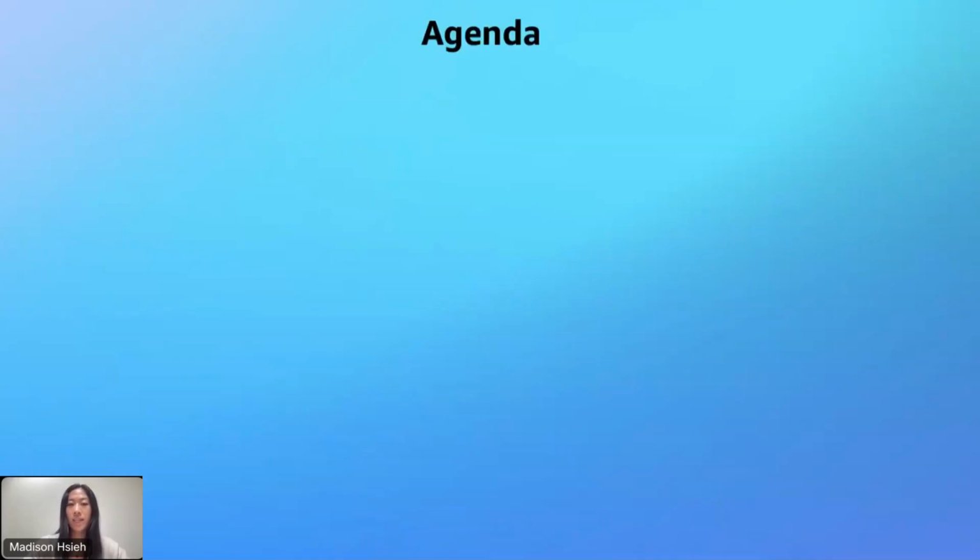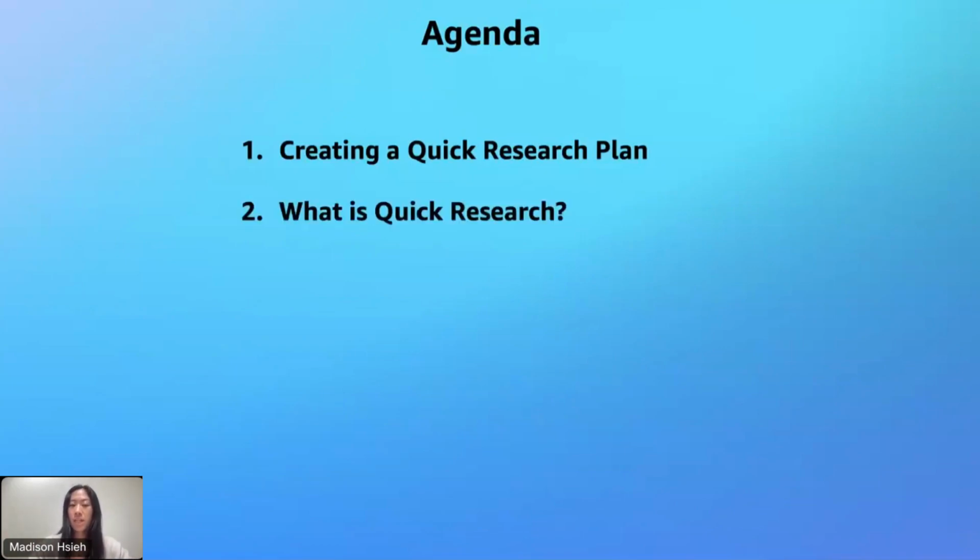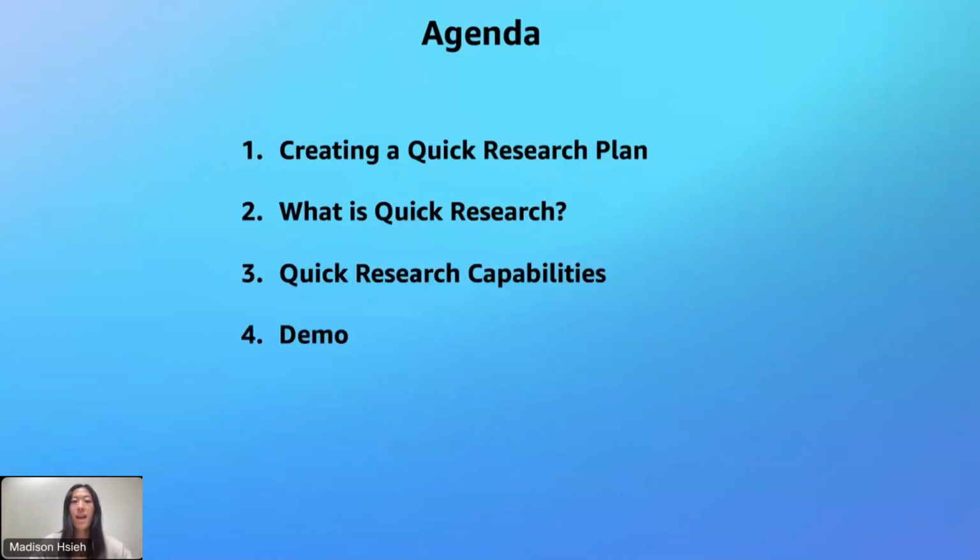So the agenda quickly is going to be creating a quick research plan. I'm going to dive straight into my prompt, and that's because it's going to take about 20 to 30 minutes to build the research plan. So I want to make sure that we have that being built while we go through the rest of the steps here. Then I'm going to cover what exactly quick research is while that's building. I'll be covering the quick research capabilities. So what type of features can you use to help expedite your experience using quick research? Then I'll do some deeper dives into the demo. Hopefully by then we'll see the research being fully built out. I'll provide some learning resources.